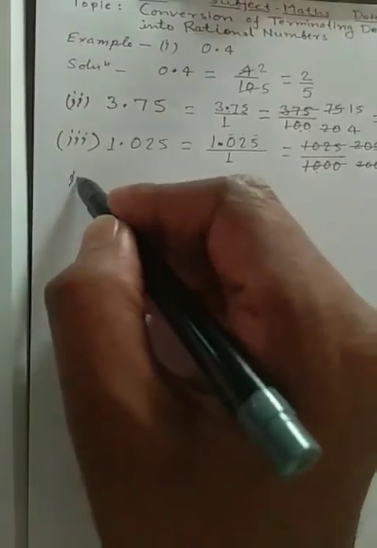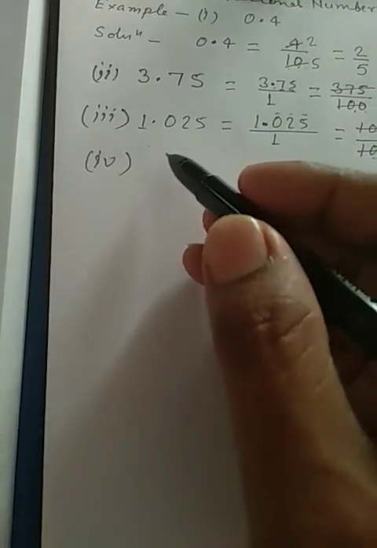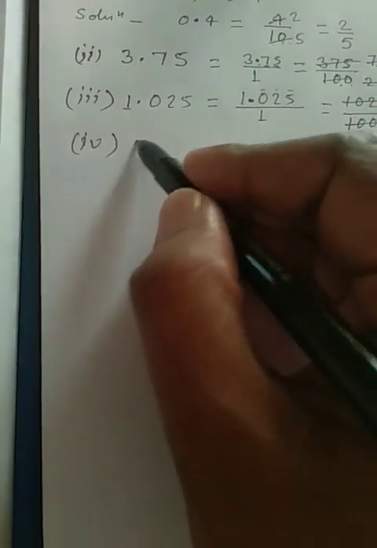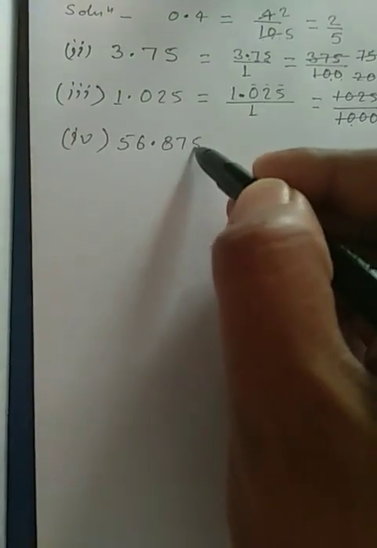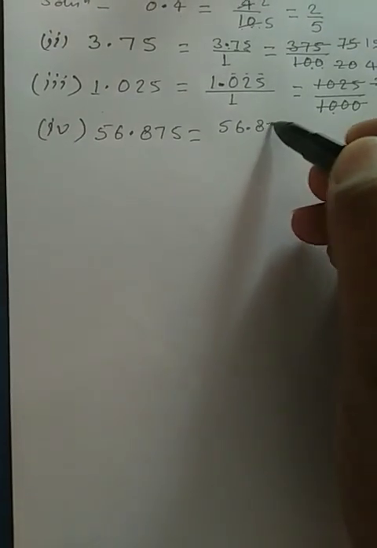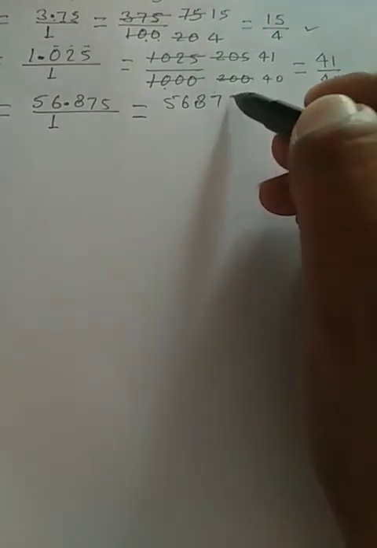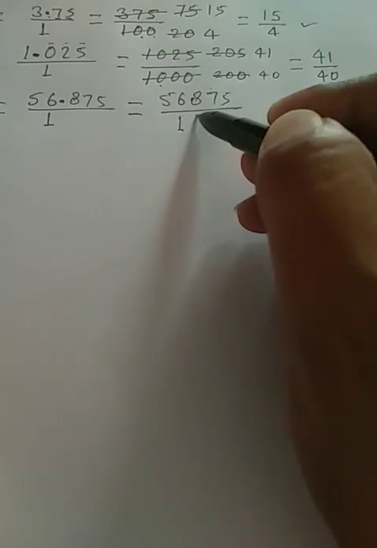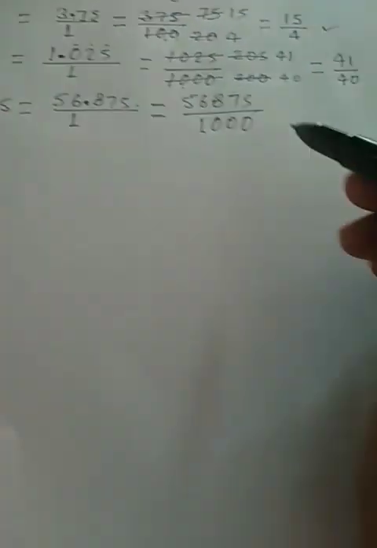Again I am taking another example, the fourth example: 56.875. Then we can write it as 56.875 by 1, and then 56875 by 1000, because on the right side of the decimal there are 3 digits, so we put 3 zeros. Now again it is divisible by 5.